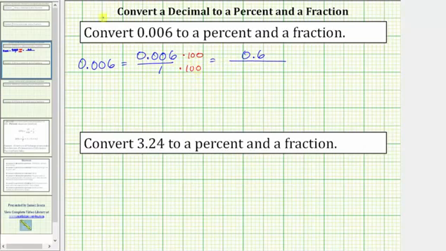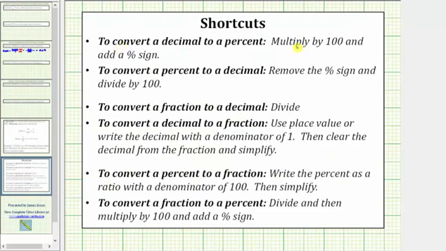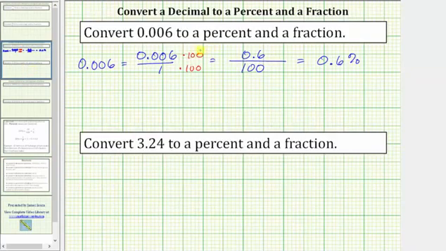And then 1 times 100 is equal to 100. This gives us the fraction 0.6 over 100, or the ratio of 0.6 to 100, which equals 0.6%. So once we have the ratio or fraction with a denominator of 100, the numerator always gives us the percentage. If we look at the shortcut for converting a decimal to a percent, we are told to multiply by 100 and add a percent sign. And notice how, if we look at the numerator, we did multiply by 100 and then added the percent sign to the numerator to form the percent.